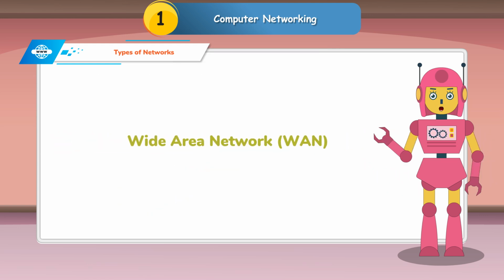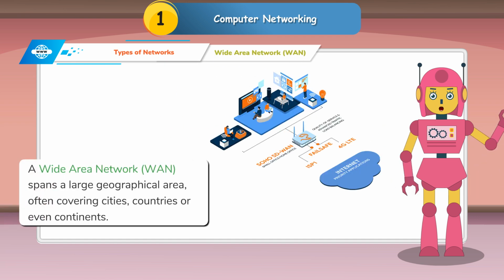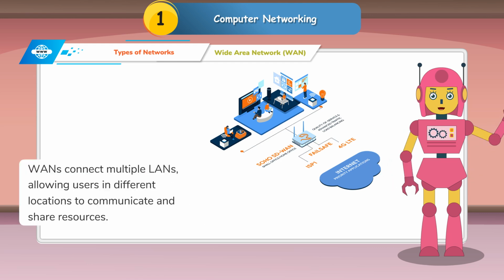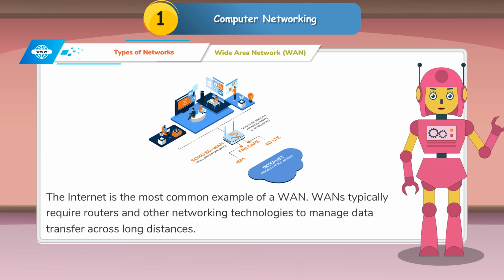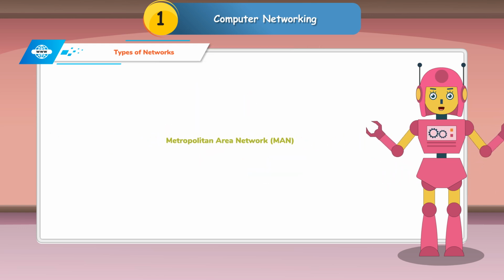Wide Area Network, WAN. A wide area network, WAN, spans a large geographical area, often covering cities, countries, or even continents. WANs connect multiple LANs, allowing users in different locations to communicate and share resources. The Internet is the most common example of a WAN. WANs typically require routers and other networking technologies to manage data transfer across long distances.